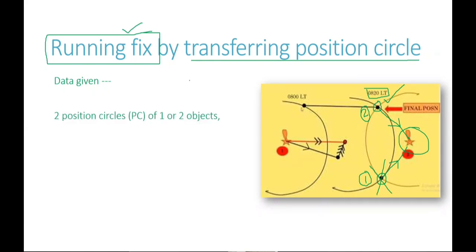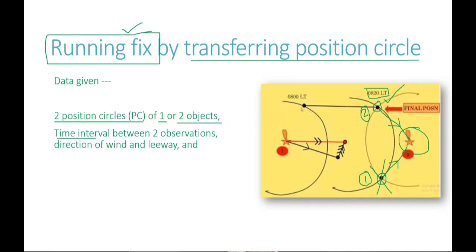Okay, so let's see what is the data given. They will give us the data for drawing two position circles. It can be from one object also, or it can be from two objects. It could be one lighthouse: same lighthouse, you get a PC at 8 o'clock, same lighthouse, you get a position circle at 8:20, or it could be two different lighthouses. They will also give us the time interval between the two observations. They will give us the wind, that is direction of the wind and the leeway, and they will give us the current data.